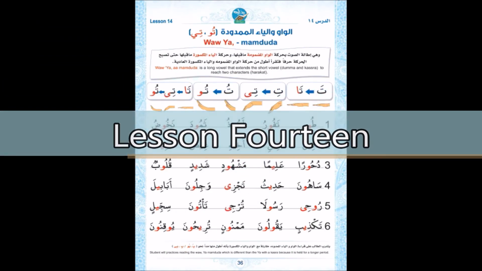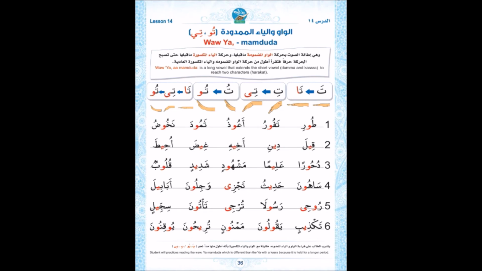Today's lesson is lesson number 14, which discusses waw and ya mamduda, which is a waw and ya which comes after either a damma or kasra. The concept of damma being related to waw is the same as fatha being related to alif. It's double the time span.